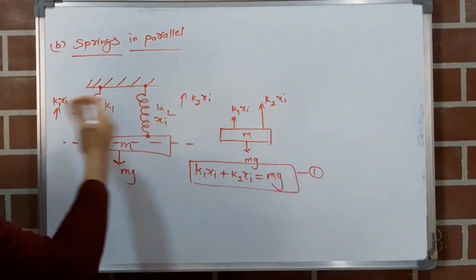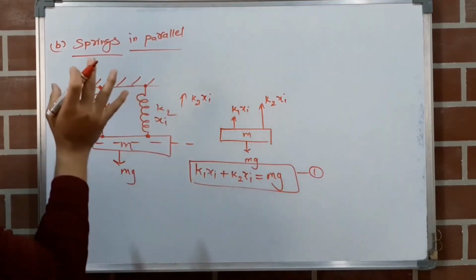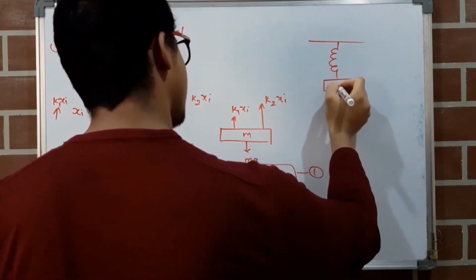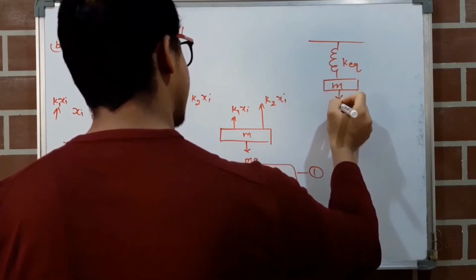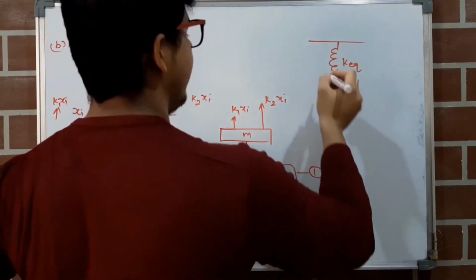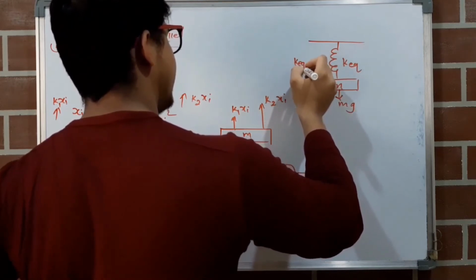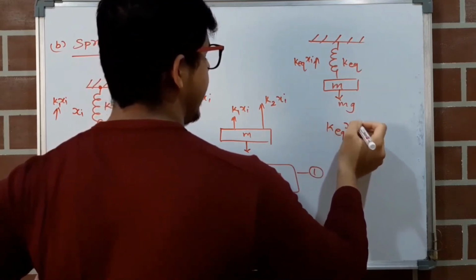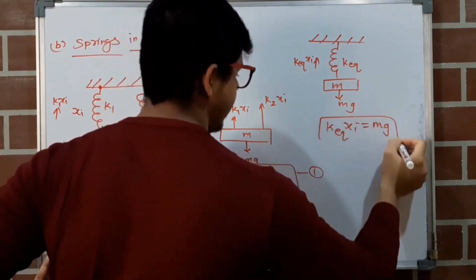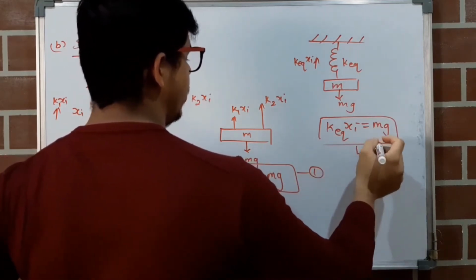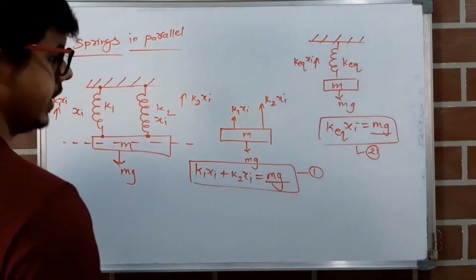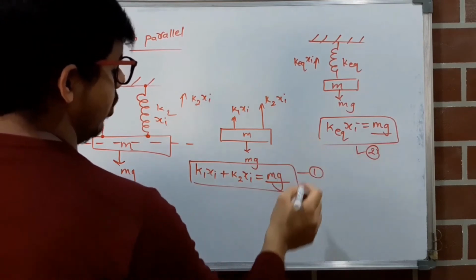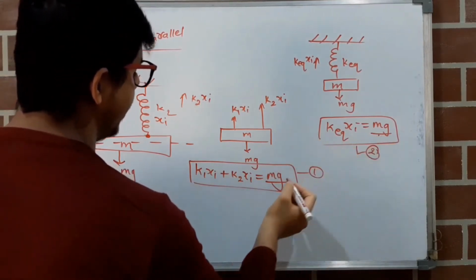Now if I remove these two springs and bring one spring of the equivalent stiffness of these two springs, then it will be k equivalent, and here mass mg, stiffness k equivalent and force k equivalent into xi. So we can write k equivalent into xi equals mg. From equations 1 and 2, mg equals k equivalent into xi equals k1 into xi plus k2 into xi, or we substitute the value of mg from equation 2 in equation 1.